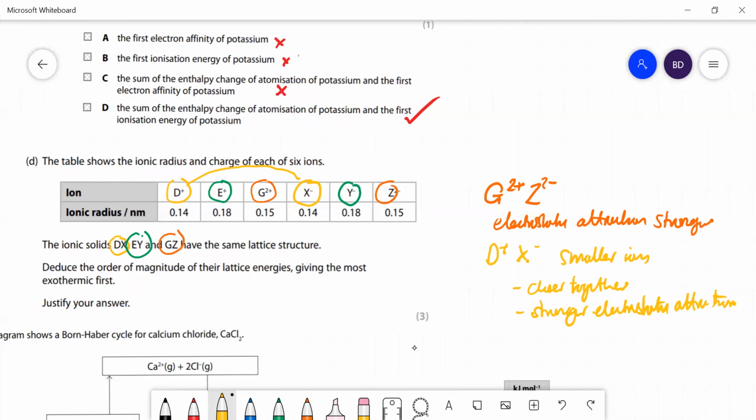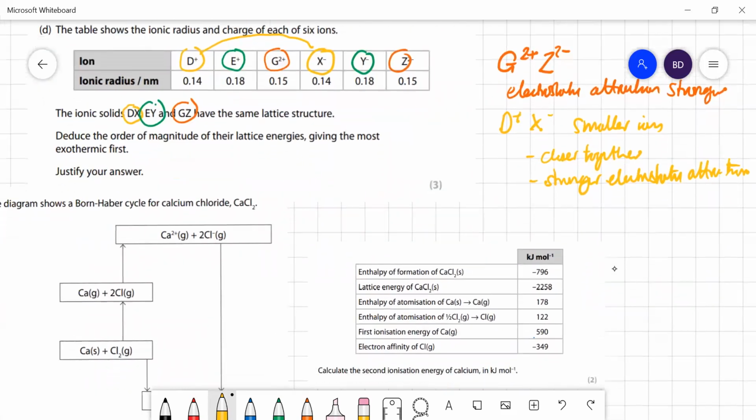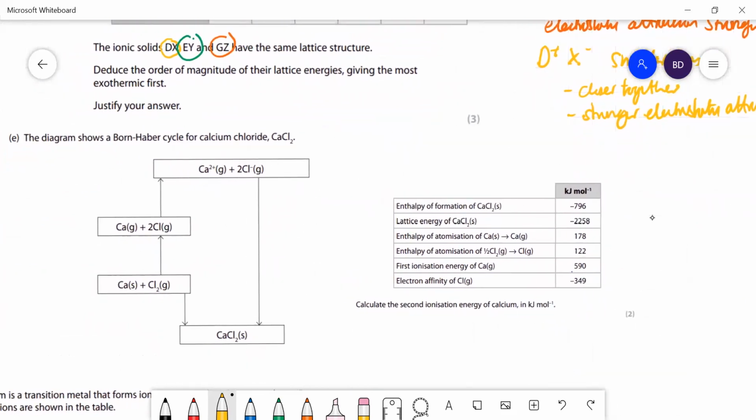Now here's a Born-Haber cycle, and I think this is quite a typical specimen paper question, because I've never seen one quite like this, where they've tried to make it deliberately confusing by not showing all of the steps. So what we've got to do is calculate the second ionization energy of calcium. Let's see what we've got.